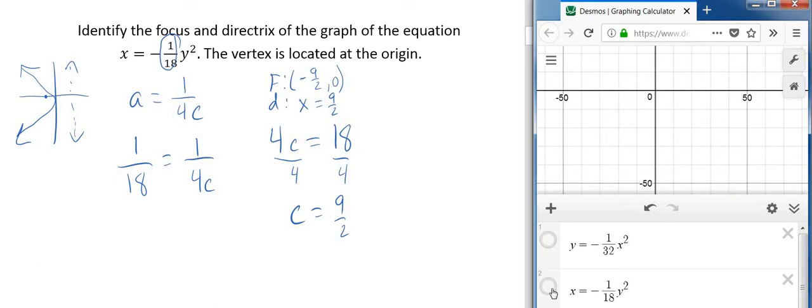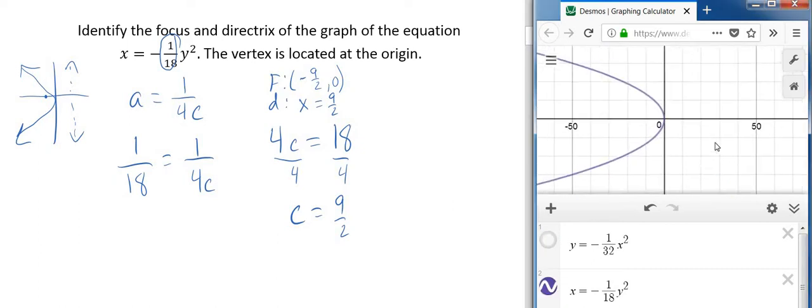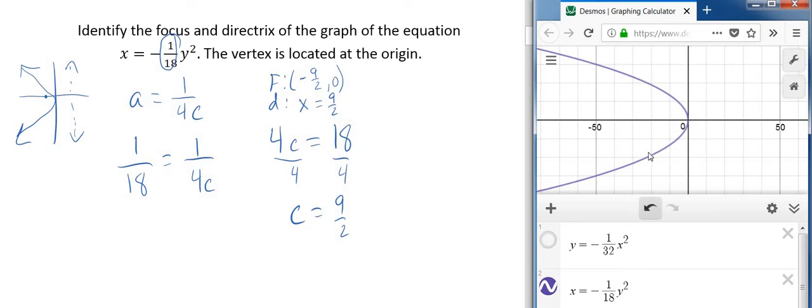Okay? And of course, I've got Desmos over here. Let's go ahead, I already typed that graph in. So of course you can see it opening there. Again, you don't see the focus or the directrix on there, but that just kind of helps us visualize the parabola. Okay, let's go look at one more.